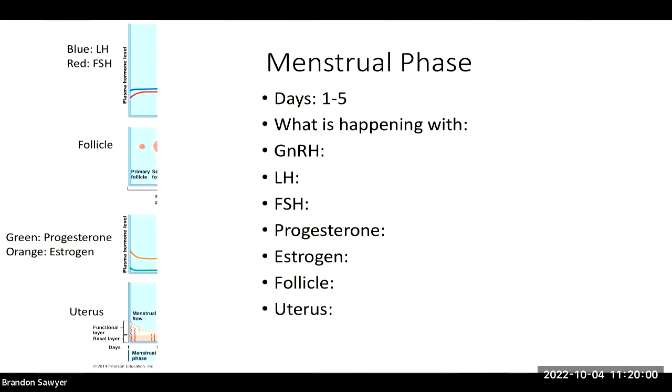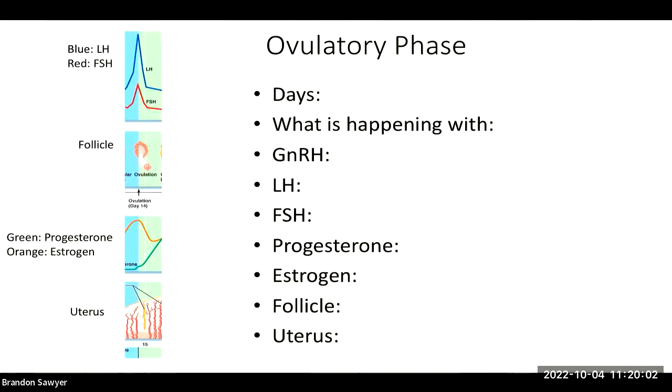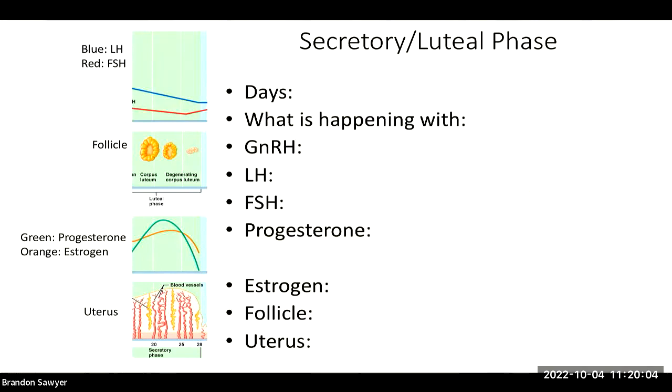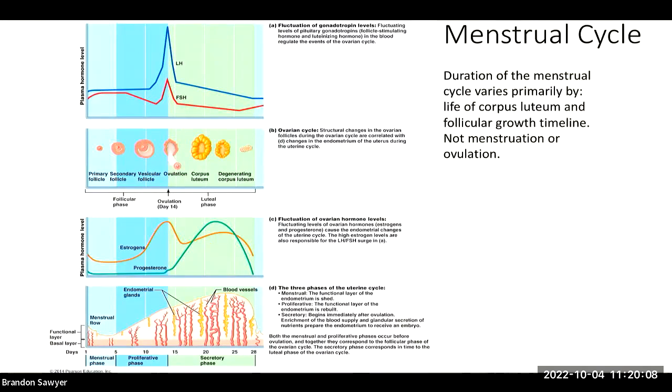So each of these phases, menstrual, proliferative, ovulatory, secretory, luteal, and these little images are little slices of this bigger thing that shows you the graph of these hormones and what's happening with each one. Okay, so let's take 5 to 7 minutes and walk through all this with your partner.